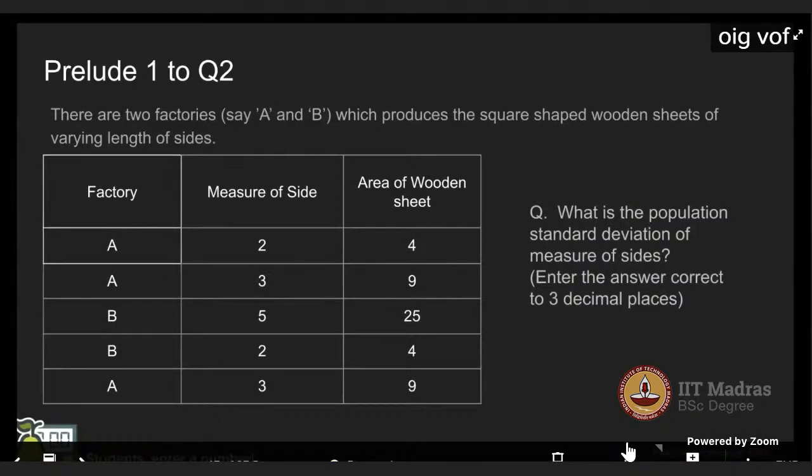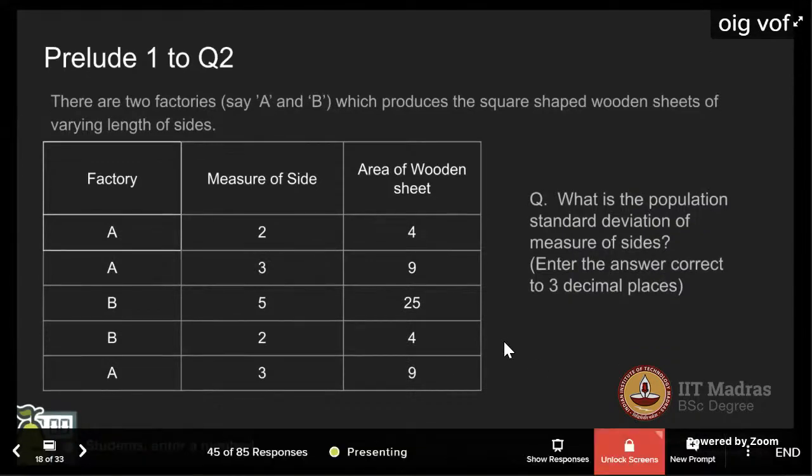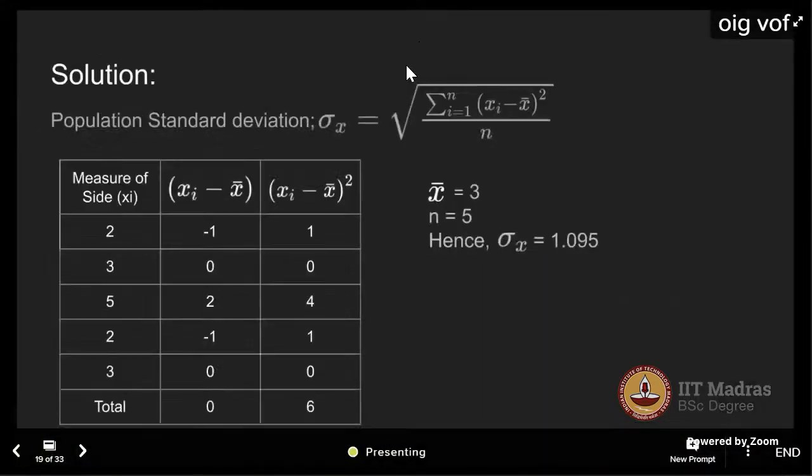Okay, let's move to the solution. I think you all know the formula for population standard deviation. It's given by this, and I have calculated the mean here. The mean comes out to be 3. Then I calculated the deviation of every observation from the mean, squared it, added it, then just put it in the formula. Let me see how many got the correct answer.